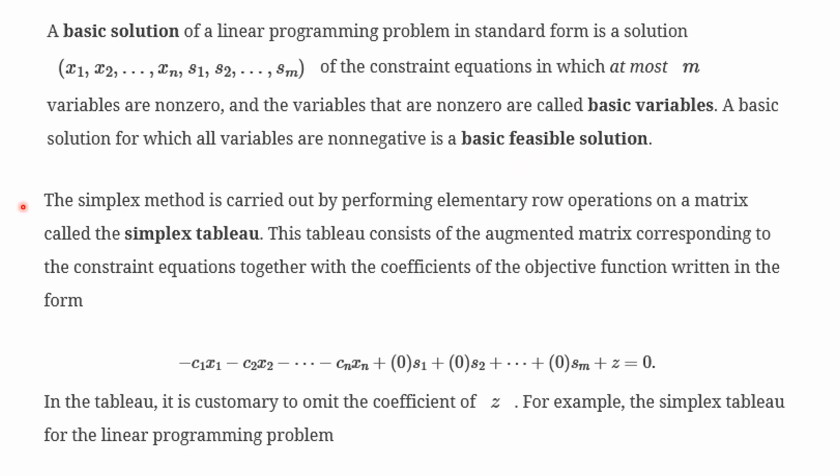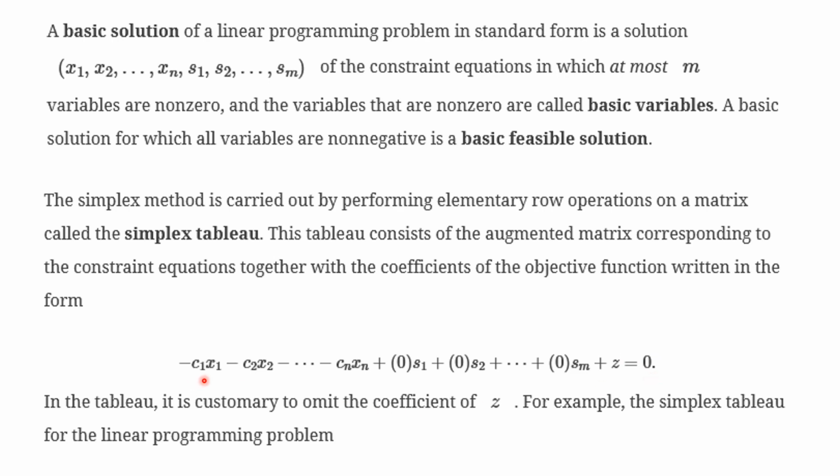So the simplex method is carried out by performing elementary row operations. You've seen those before, haven't you? On a matrix that is called the simplex tableau. This tableau consists of the augmented matrix, again, you've talked about those before, corresponding to the constraint equations together with the equation of the objective function. But the objective function is now written in this form. Instead of z equaling all these things, you put everything on one side. So this is now equal to 0 at the outset of the problem.